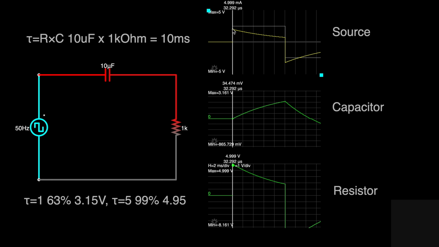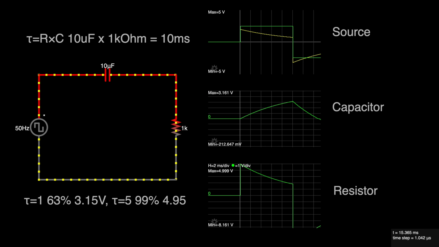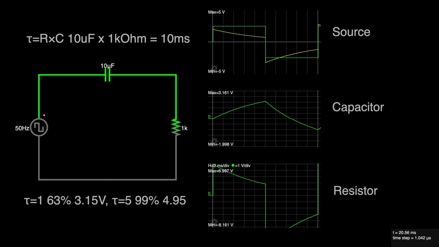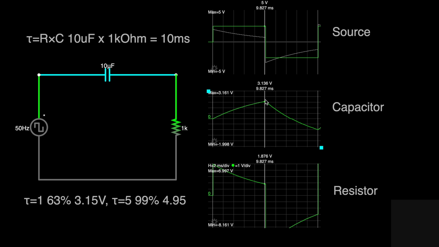We can see that the square wave up here is on for exactly 10 milliseconds. You can see it starts to charge up, and then as the voltage flips to negative, it starts to discharge the capacitor. If we look at 10 milliseconds, we do see that it charged up to the 3.15 volts that was predicted based on that time constant.